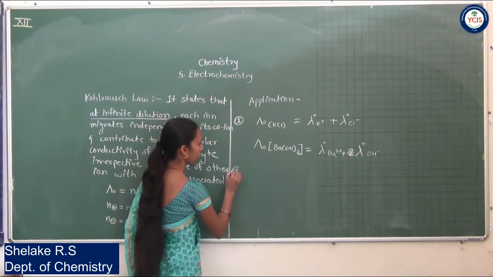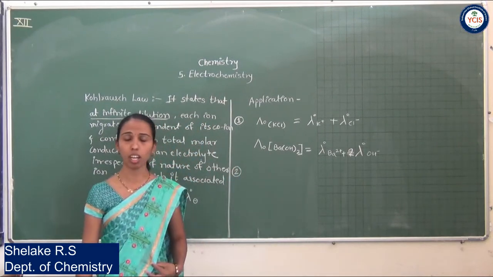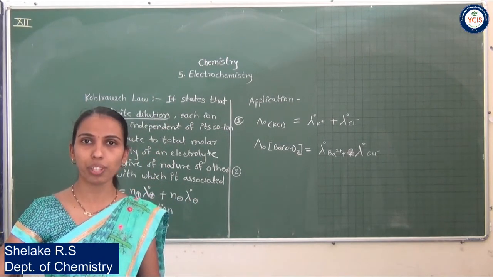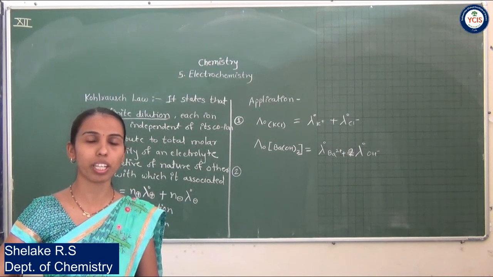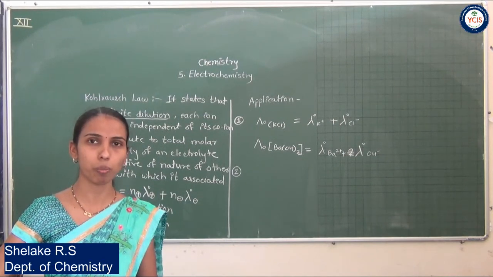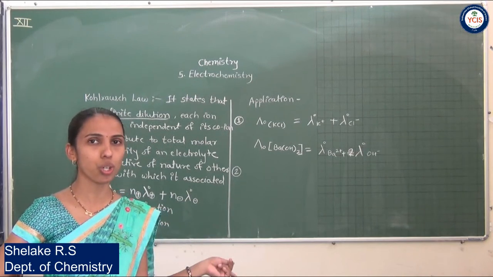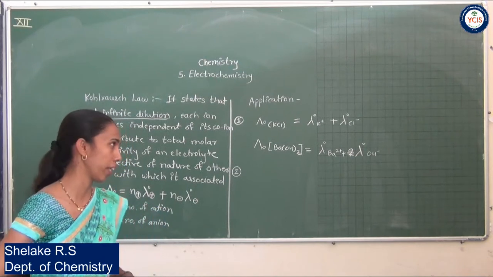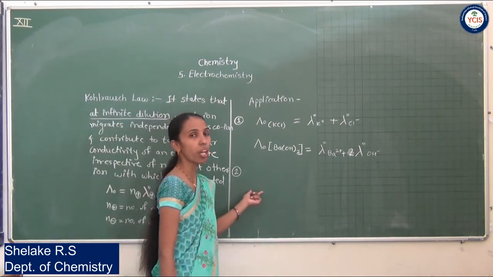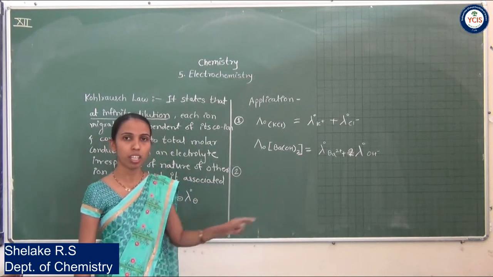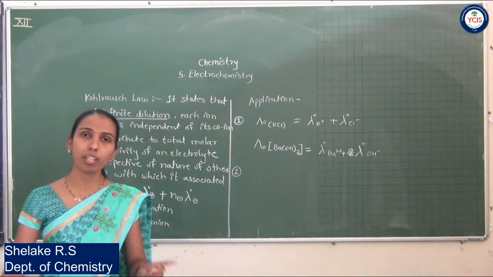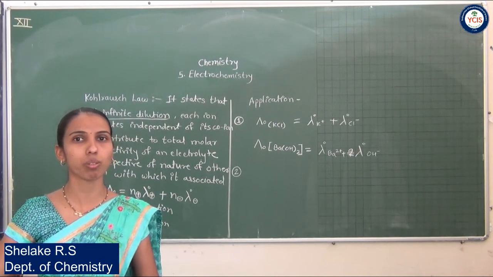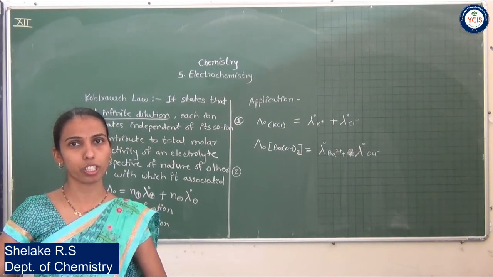Now the second application is very important. I told you in a previous lecture that the molar conductivity of a weak electrolyte at infinite dilution we cannot find out from the graph by the extrapolation method. So that is why Kohlrausch law is useful for finding the molar conductivity of a weak electrolyte. Now suppose we have to find out the molar conductivity of acetic acid. How can we use the Kohlrausch law? By knowing the molar conductivities of strong electrolytes, we can find out the molar conductivities of a weak electrolyte.